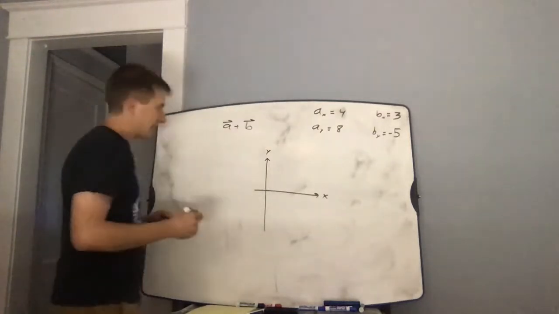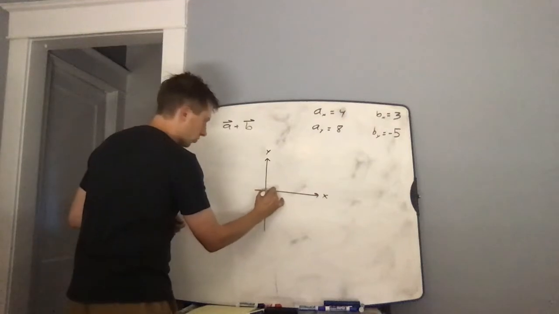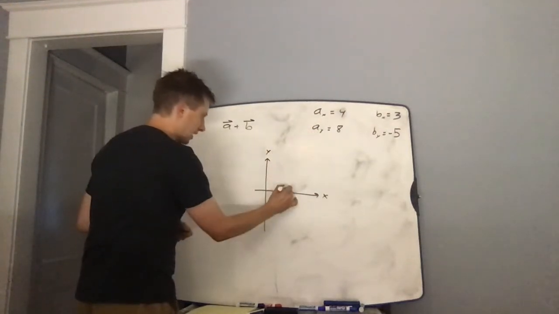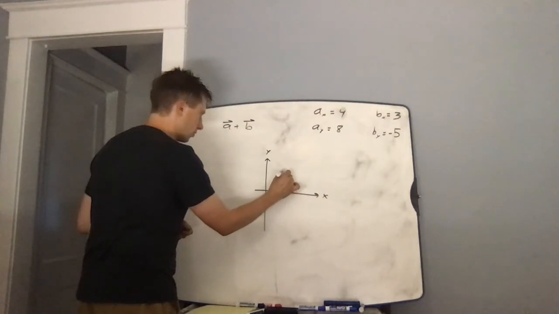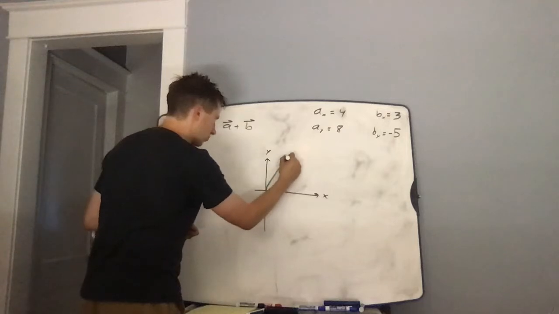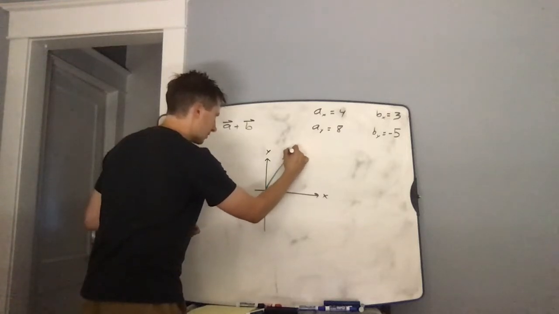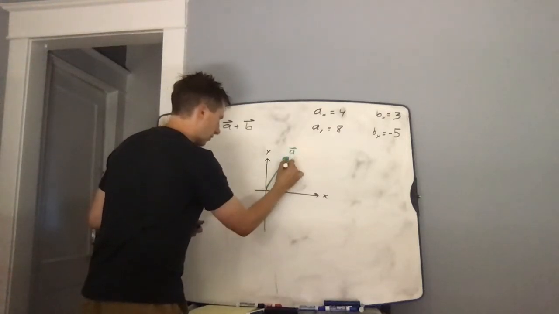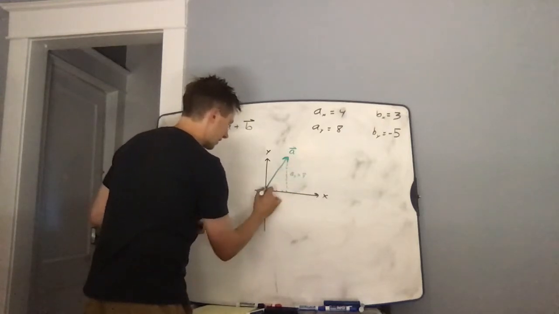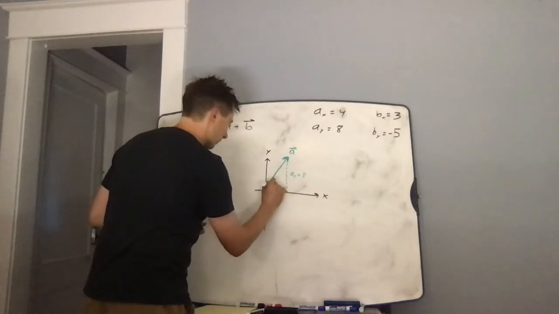So, Ax is equal to 4, so 1, 2, 3, 4. Ay is equal to 8. I will move 8 in the vertical: 5, 6, 7, 8. So vector A is going to look something like this, where Ay is equal to 8 and Ax is equal to 4.